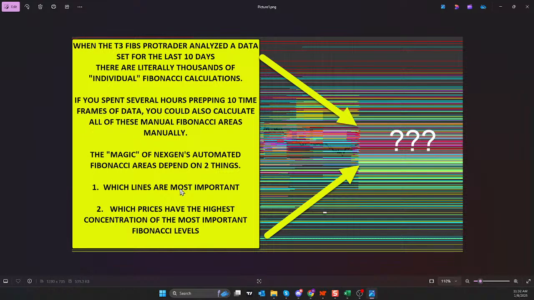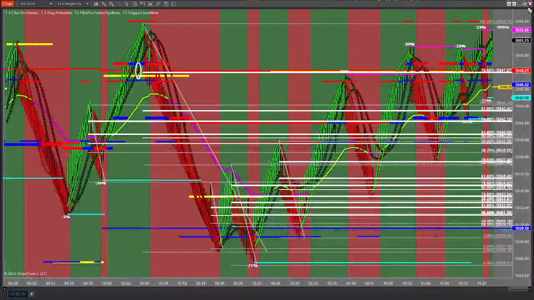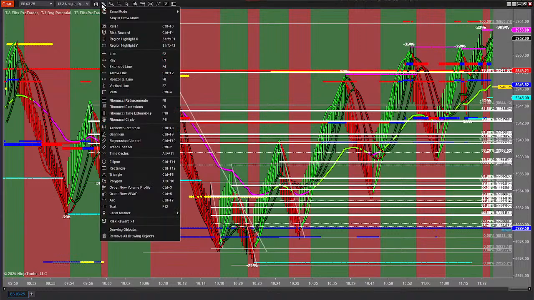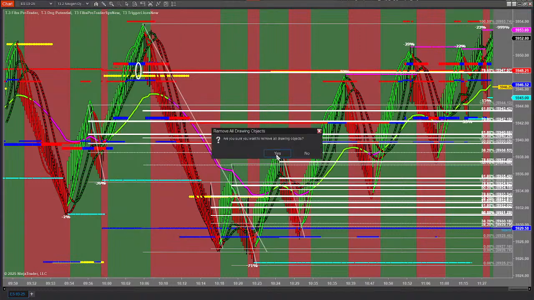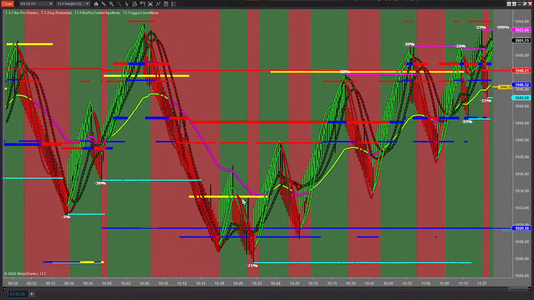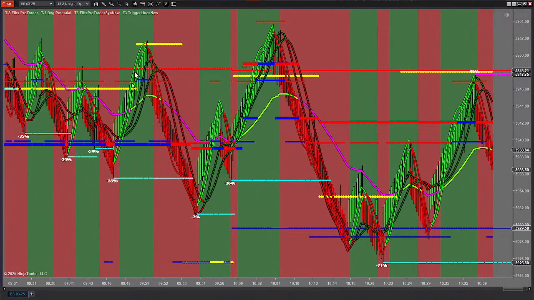The software decides which lines are the most important. And there's more to it than I understand. Which prices have the highest concentration, where are the most important. And from all of these calculations, Blue Pearl, let me get these off the chart, you get these areas of support and resistance, these potential turning points, these areas where the market may reverse.